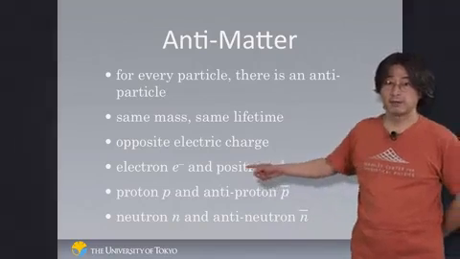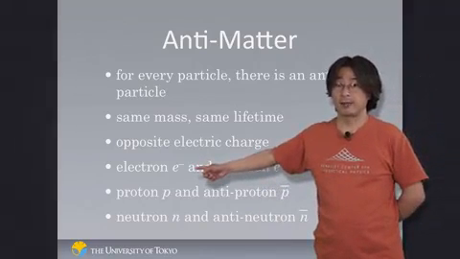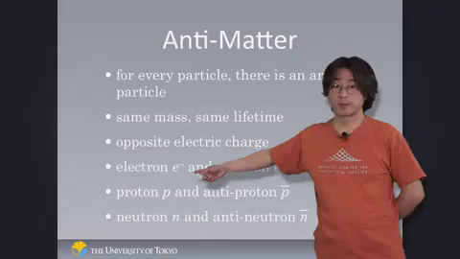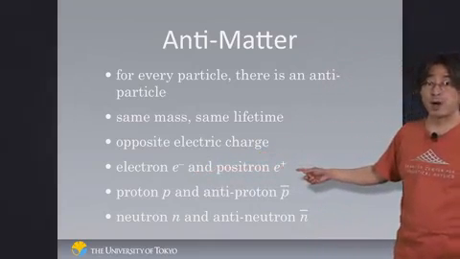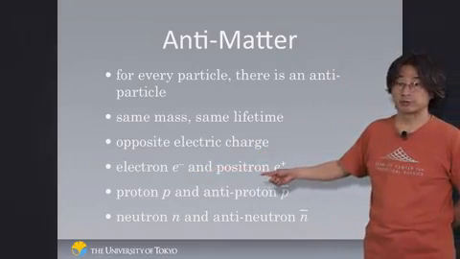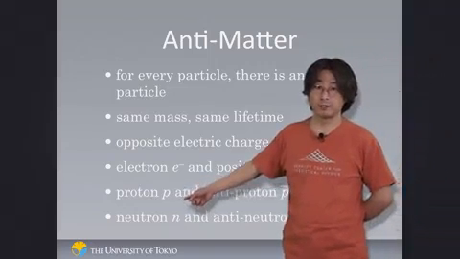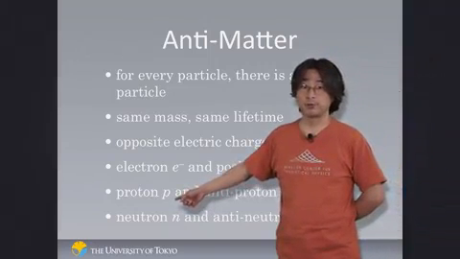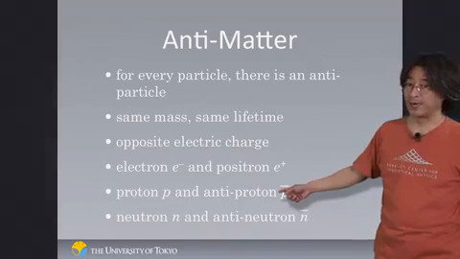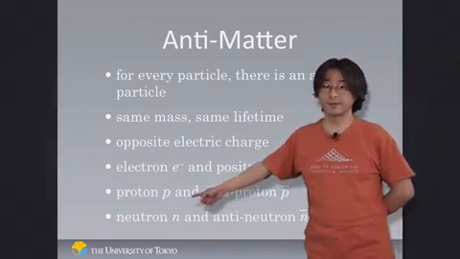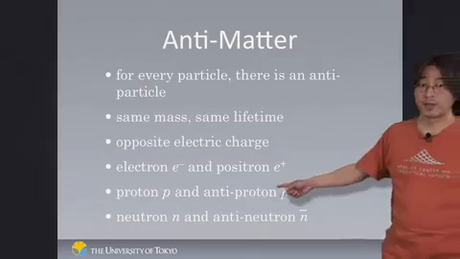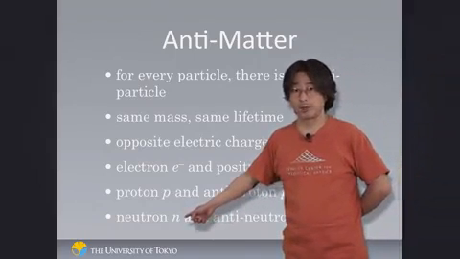For example, the electron, which is in our body, and we use that a lot in our electronics these days, has a negative electric charge. And its antimatter counterpart is called the positron, which has a positive electric charge, hence the name positron. In the case of the proton, which is again in our body and makes up the atomic nucleus, the proton has an antiparticle called the antiproton, not a very creative name, and the proton has a positive electric charge and the antiproton has a negative electric charge. Neutron also makes up atomic nuclei.